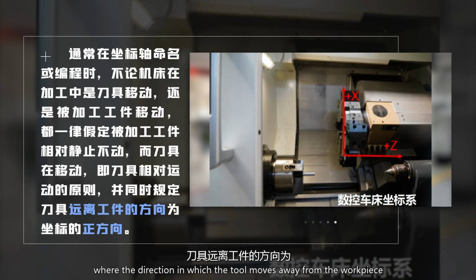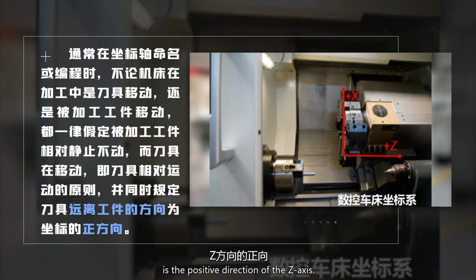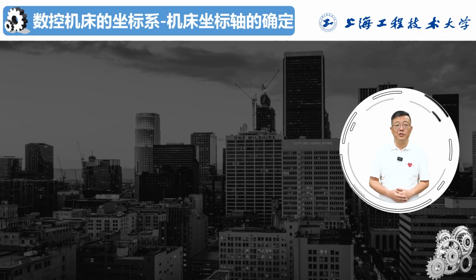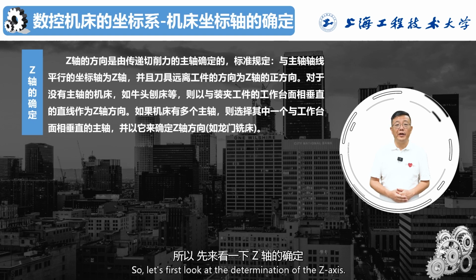The direction in which the tool moves away from the workpiece is the positive direction of the z-axis. How is the linear coordinate axis determined? There is also an order. First, the z-axis is determined, followed by the x-axis, and finally the y-axis. So, let's first look at the determination of the z-axis.